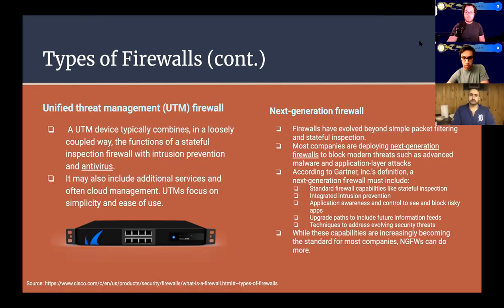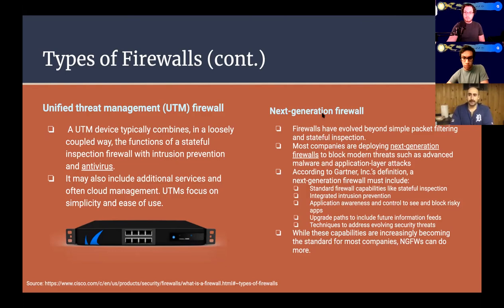Some other types of firewall are the UTM firewall. This one basically takes stateful inspection firewalls and adds another layer of intrusion prevention or antivirus. So this allows the firewall, on top of blocking connections that it has disallowed, to also check for malicious files, malicious content and packets, and prevent those from accessing the network as well.